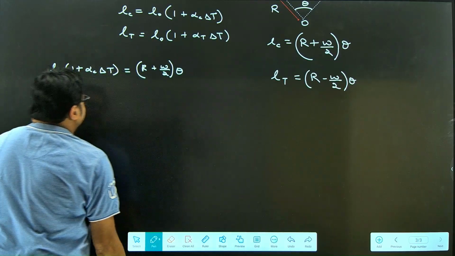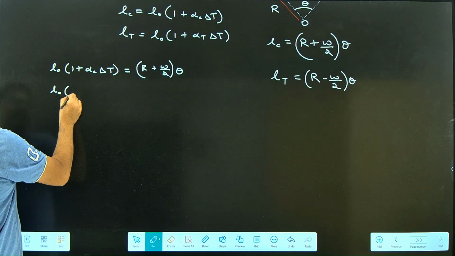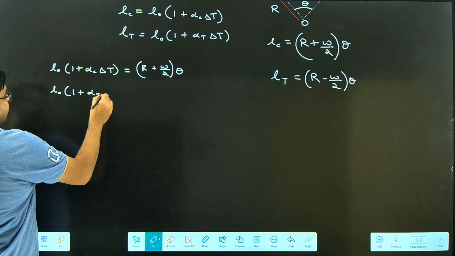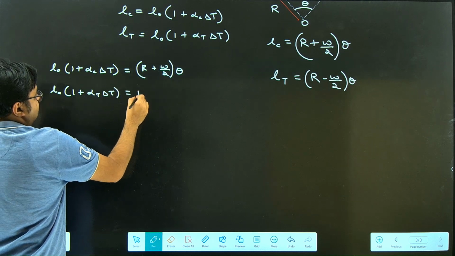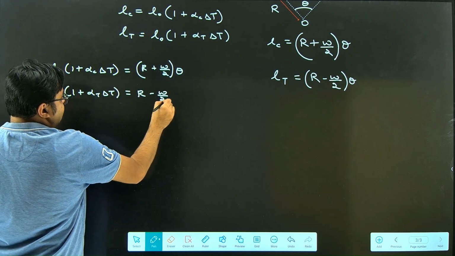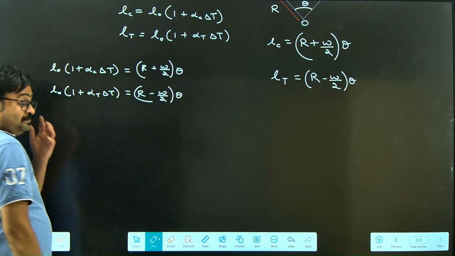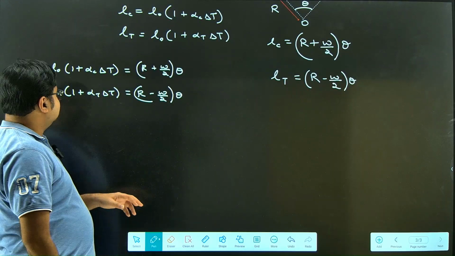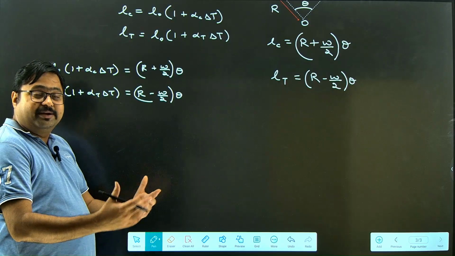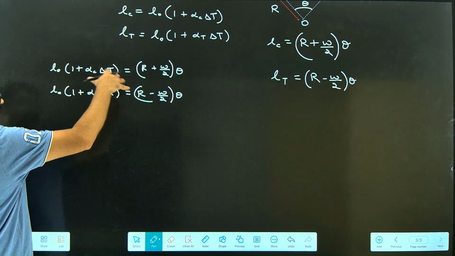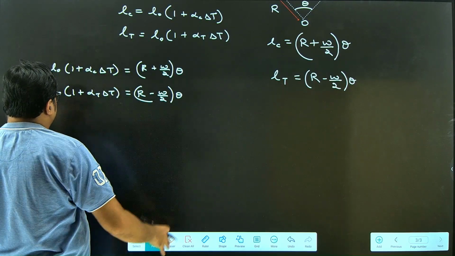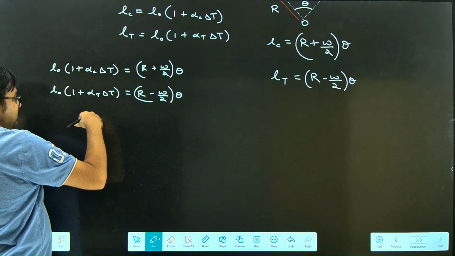Maybe we'll do that in the next step. We have L naught into (1 plus alpha t into delta t) equal to (R minus W divided by 2) multiplied by theta. I need to find the radius of curvature. So let me get rid of as many variables here as possible. So let's divide both of them.